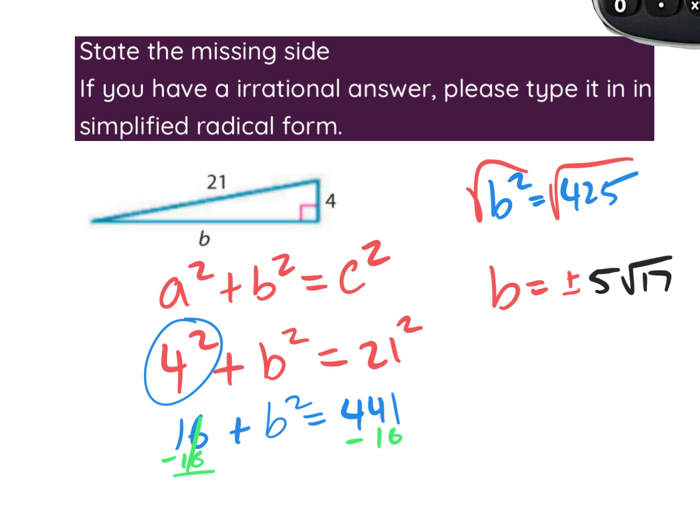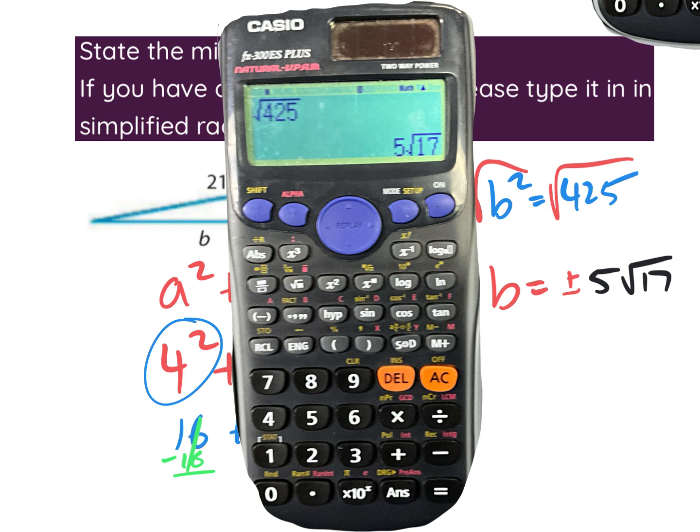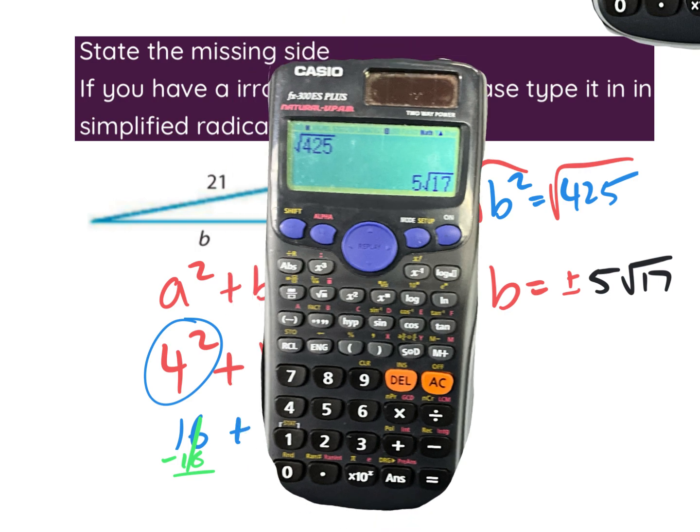Okay. So yes, all I did was type in this square root button and then typed in 425, hit equal, and it gave me the simplified radical form. Now, this calculator is nice. Other calculators, when you do the square root of 425, may give you the crazy decimal, which would be 20.61552813. This is what I'm talking about, simplified radical form. So you don't want a decimal. You want it simplified as a square root. So 5 square root of 17 is your answer there.